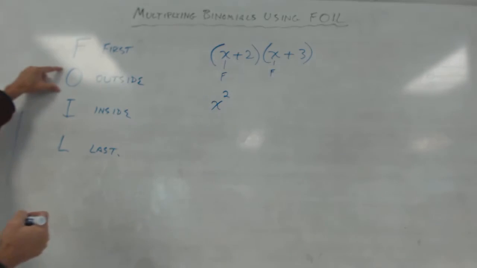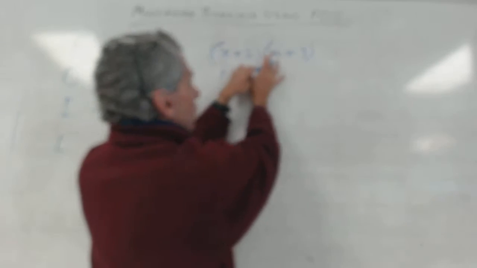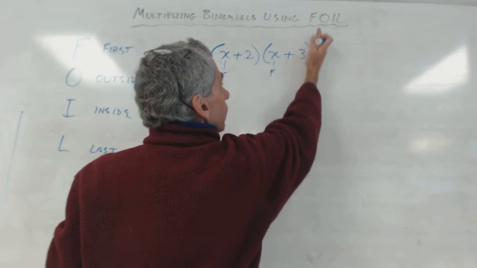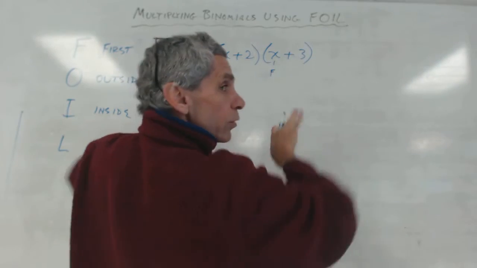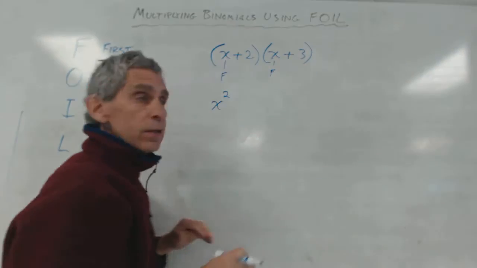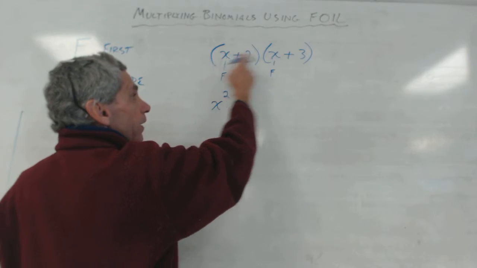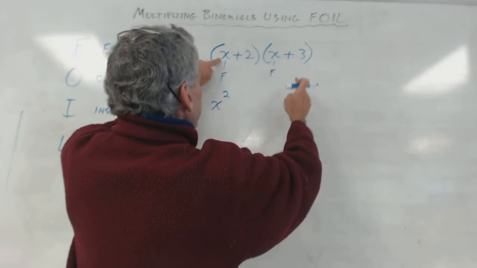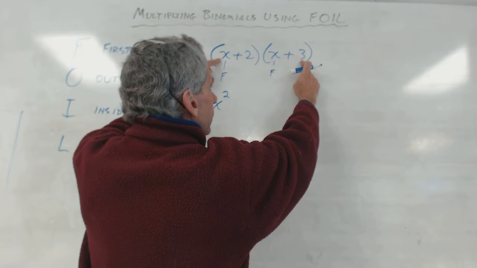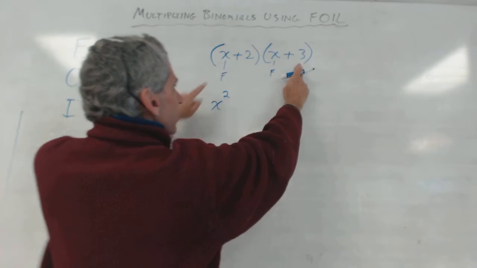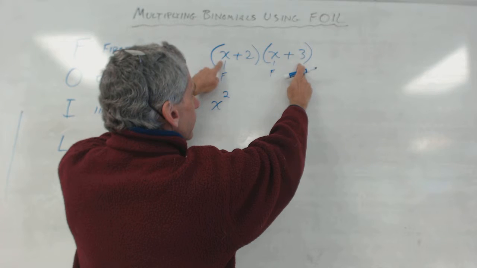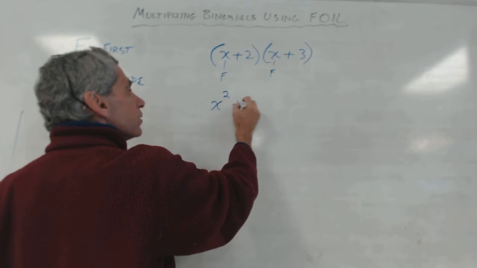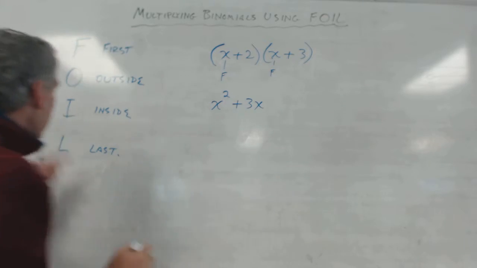And then the outside, think of this as like a house. You have your outside windows, right? You have a window against this wall, and you have a window against this wall. Those are the outside walls, right? So your two outside numbers would be x and 3. Does that make sense? So what would it be, x times 3? 3x. And is it positive or negative? Positive, because there's no negatives, right? So just plus 3x.